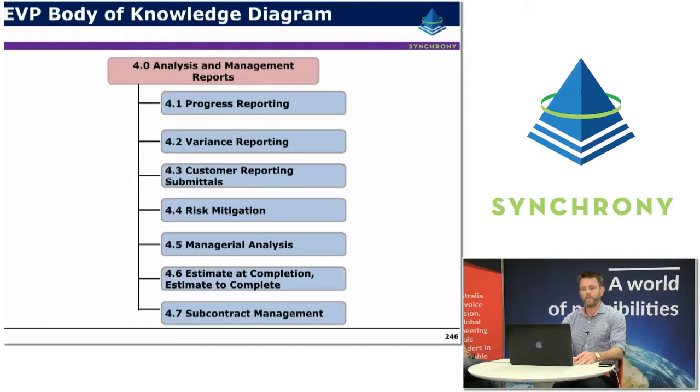So the EVP body of knowledge diagram for analysis and management reports covers progress reporting, variance reporting, customer reporting submittals, risk mitigation, managerial analysis, estimate at completion and estimate to completion, and a little bit about subcontract management as well.